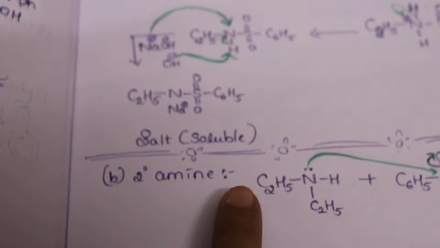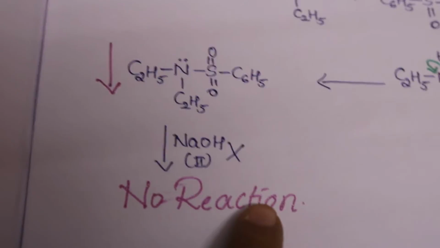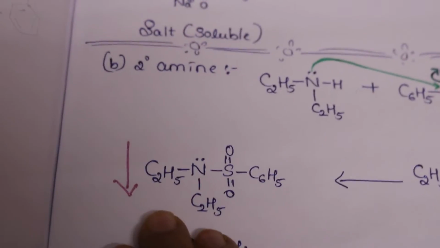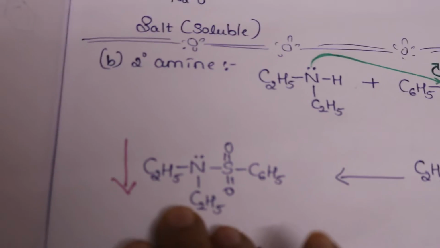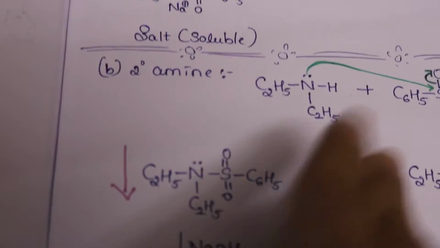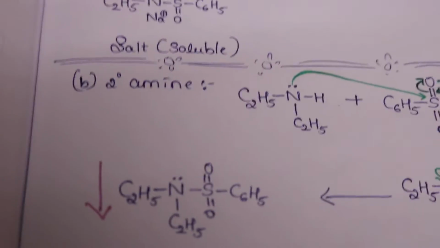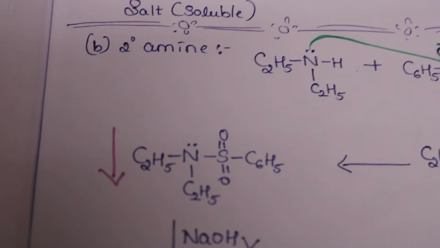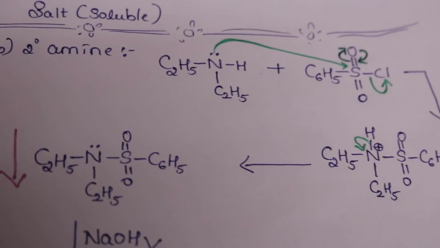Again, when it is treated with the NaOH like the previous one, the reaction will not take place for the secondary amine, only till here. The product will end here. Okay, diethyl sulphonyl. Okay, this is about the secondary amine.